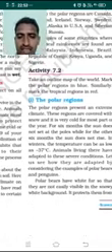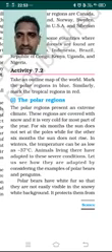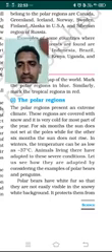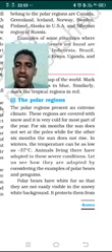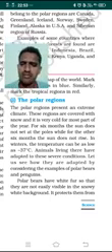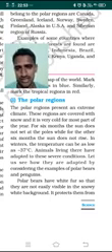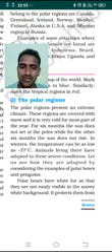Now let's go for the polar regions. Let us study in detail about the polar regions now. As the name indicates, they are present at extreme climate conditions. They are not normal places. They are present at the extreme climate conditions.